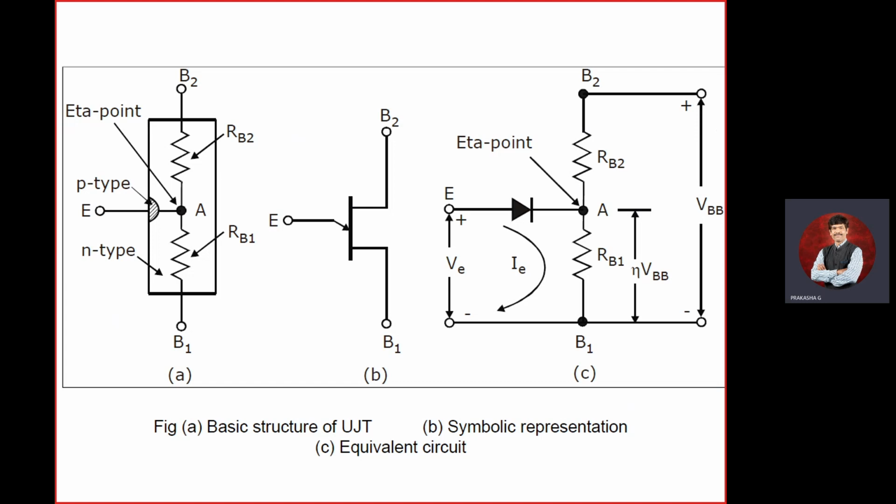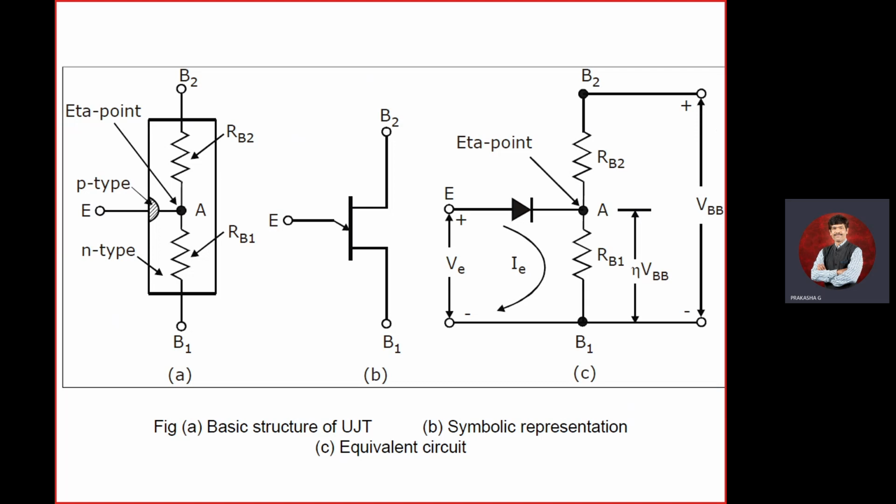We will be having the basic circuit representation of your UJT. Internally it is going to be like this: RB2 on the top, RB1 on the bottom. Internally it looks like that. This is the symbol of your UJT, but internally we have resistors RB1 and RB2. So the equivalent circuit looks like that.